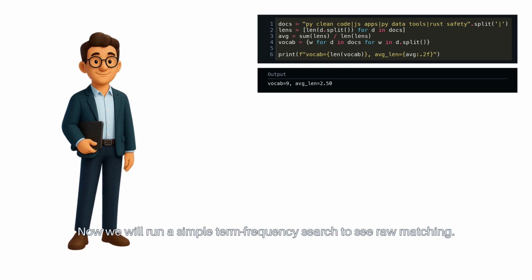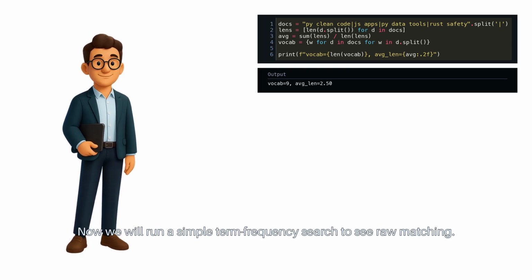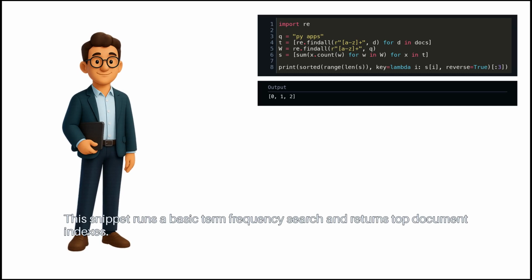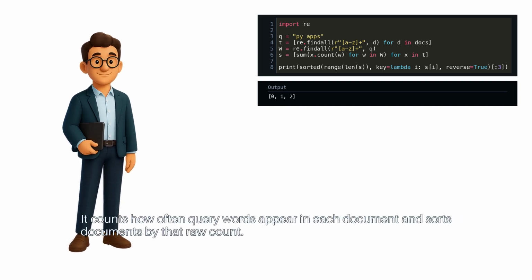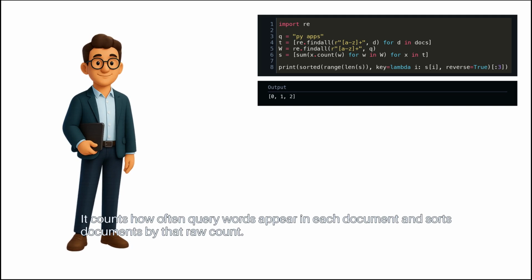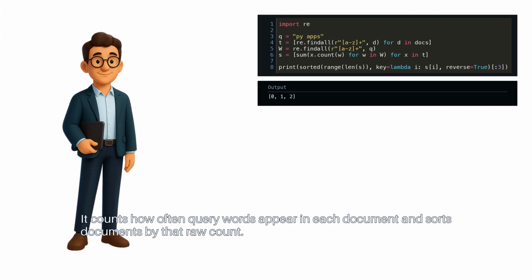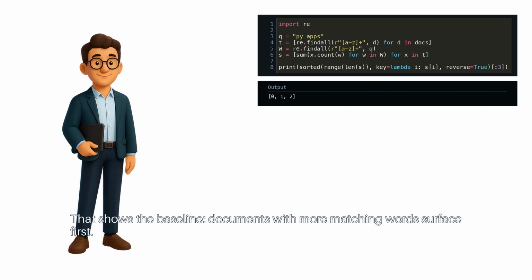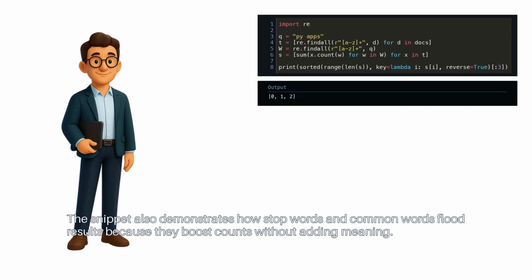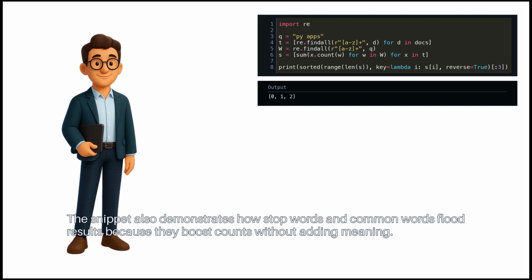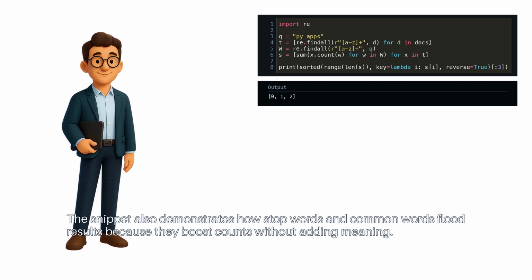Now we will run a simple term frequency search to see raw matching. This snippet runs a basic term frequency search and returns top document indexes. It counts how often query words appear in each document and sorts documents by that raw count. That shows the baseline. Documents with more matching words surface first. The snippet also demonstrates how stop words and common words flood results because they boost counts without adding meaning.